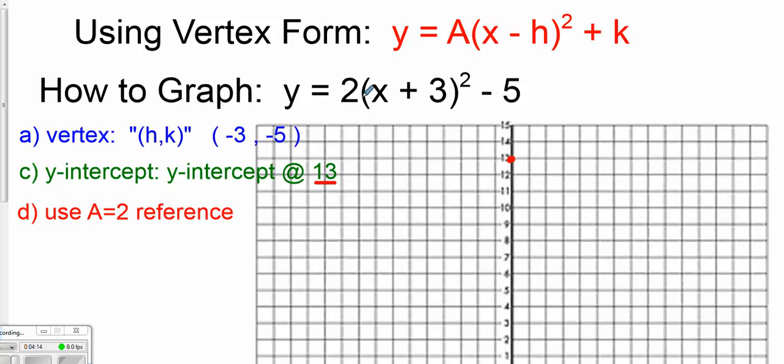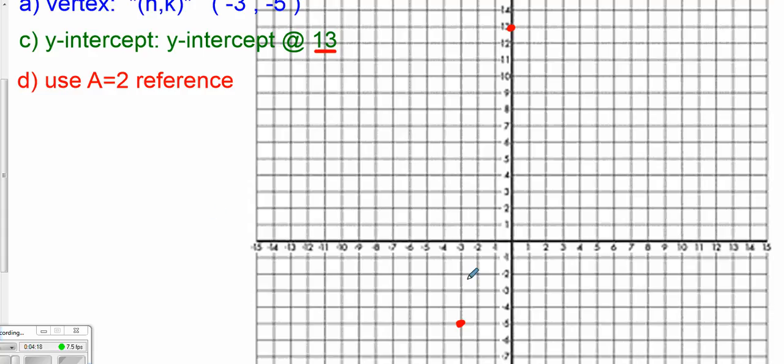Now, this is no longer 1, this is a equals 2, so I use an a equals 2 reference. Instead of over 1 up 1, it's over 1 up 2, here and here. Instead of over 2 up 4, it's over 2 up 8, here and here. Instead of over 3 up 9, it's over 3 up 18. So here and here.